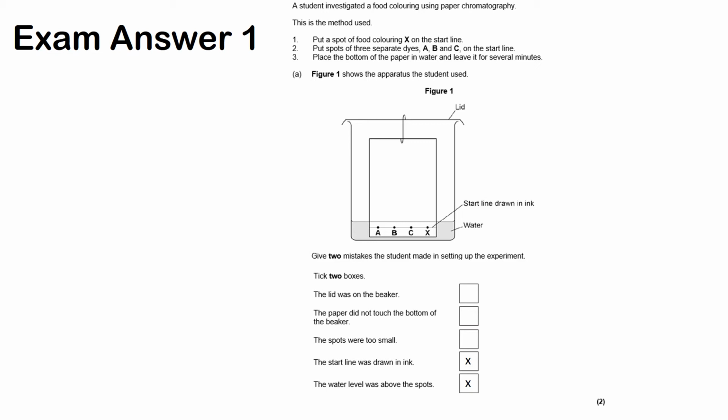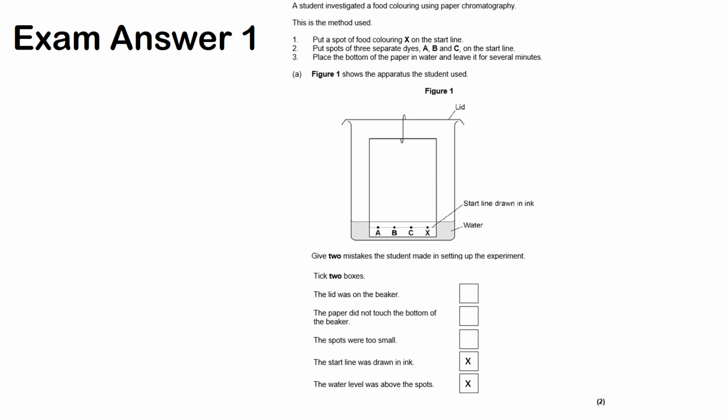Okay, so let's have a look at the answer to question 1. So the question is, a student investigated a food colouring using paper chromatography. This is the method used. 1. Put a spot of food colouring X on the start line. 2. Put spots of 3 separate dyes A, B and C on the start line. 3. Place the bottom of the paper in water and leave it for several minutes. So figure 1 shows the apparatus that the student used. So you've got the beaker, you've got a lid on that beaker, you've got some water in the bottom, and you've got a start line drawn in ink.